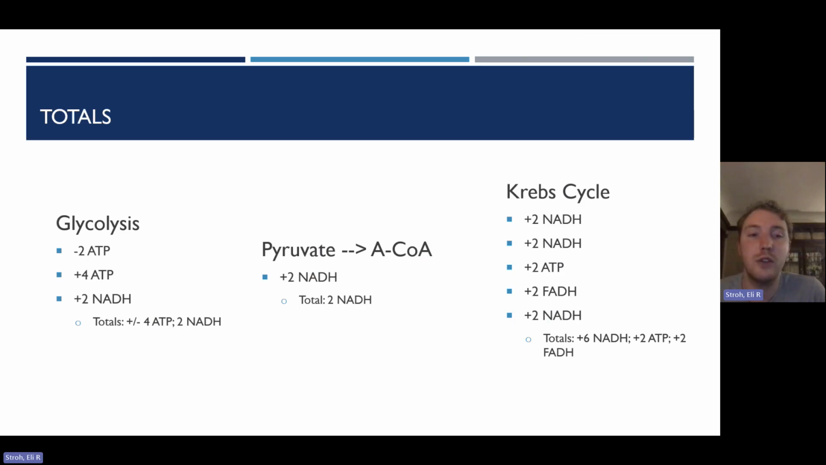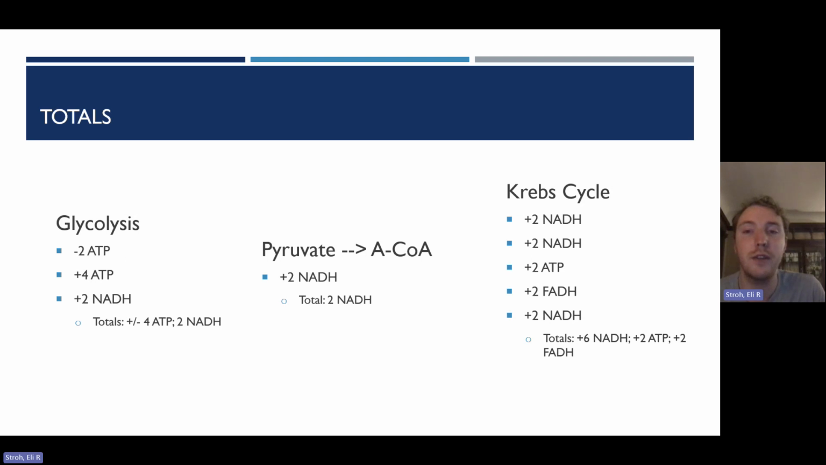So where does that bring us for our totals? Within glycolysis, we have a loss of 2 ATP, gain of 4 ATP, and the creation of 2 NADH, which this is wrong. It should be net gain of 2 ATP and 2 NADH. Within that step between glycolysis and Krebs, we see 2 NADH being created as acetyl-CoAs being formed. And lastly, within the Krebs cycle, we have a whole bunch of stuff. 6 NADH, 2 ATP, and 2 FADH being created.